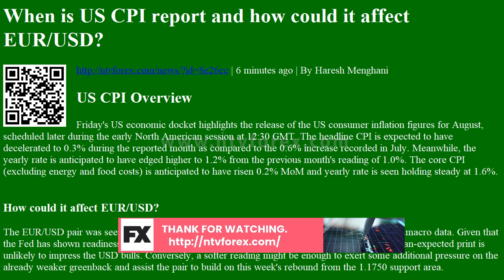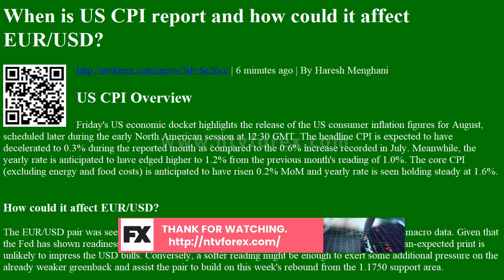recorded in July. Meanwhile, the yearly rate is anticipated to have edged higher to 1.2% from the previous month's reading of 1.0%. The core CPI excluding energy and food costs is anticipated to have risen 0.2%. And the yearly rate is seen holding steady at 1.6%.